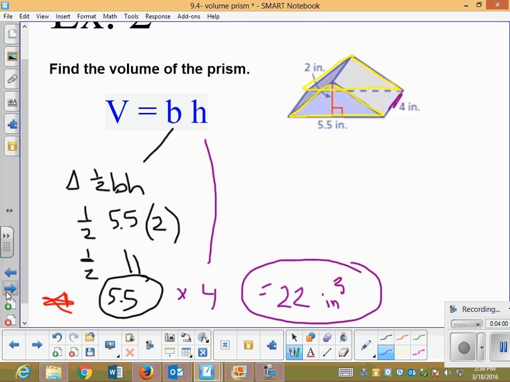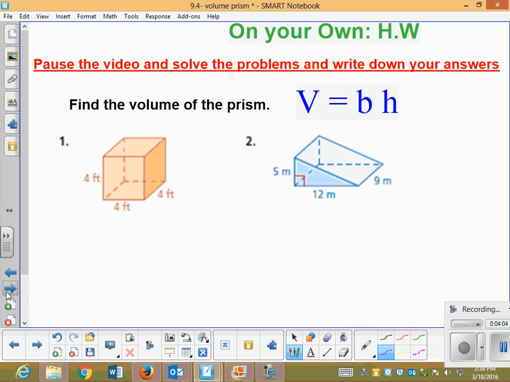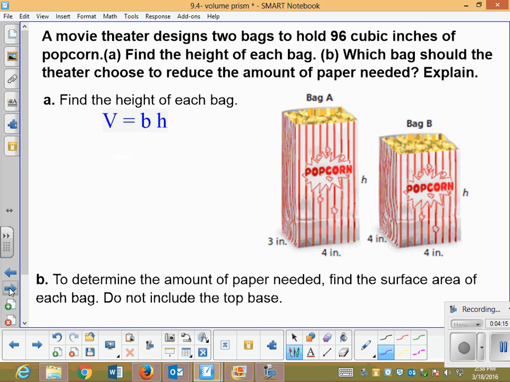All right, if you didn't understand something from this example, feel free to pause it and replay it again. But I'd like for you to try examples number 1 and 2 on your own. Okay, again, find the base area times the height. That is it. All right, now let's compare two popcorn bags from a movie theater.